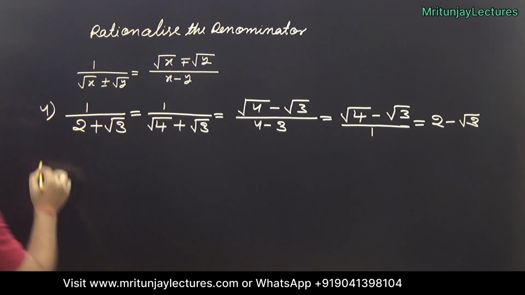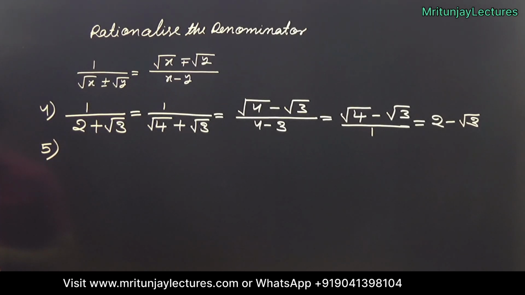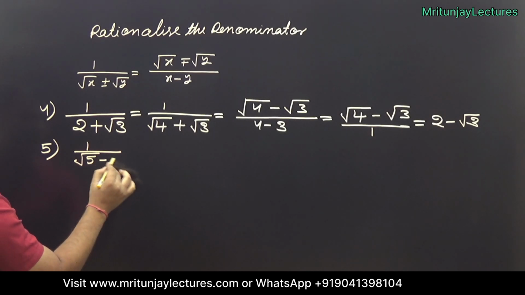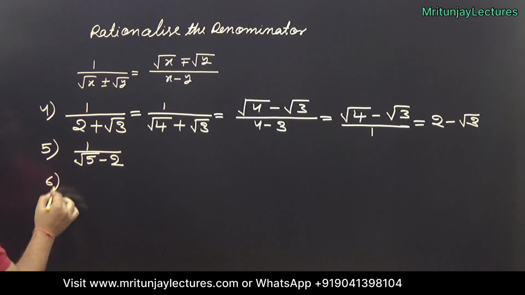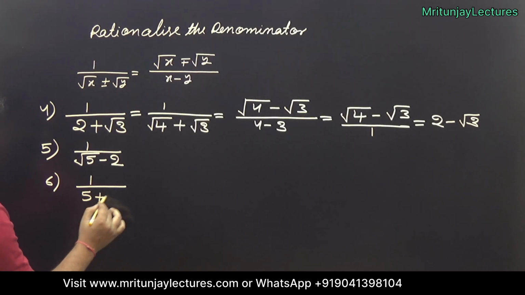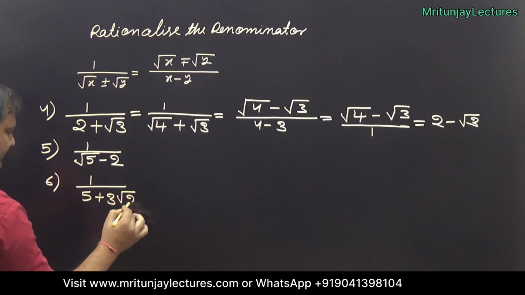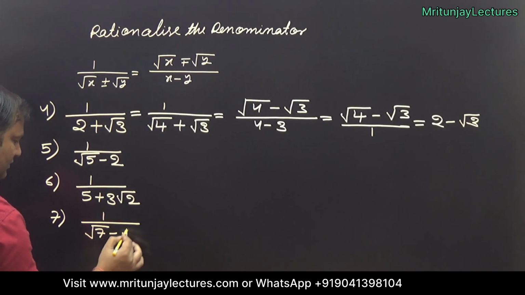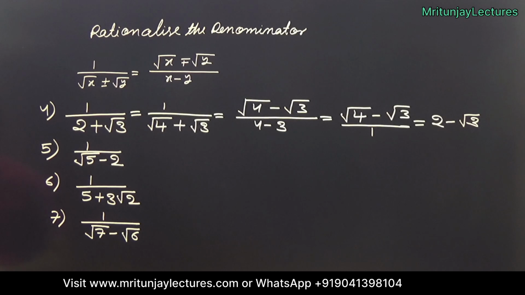Now the next problem, problem number 5: 1 upon root 5 minus 2. The next question is 1 upon root 7 minus root 6. First of all everyone can try, then after that I will discuss. How can we do it?